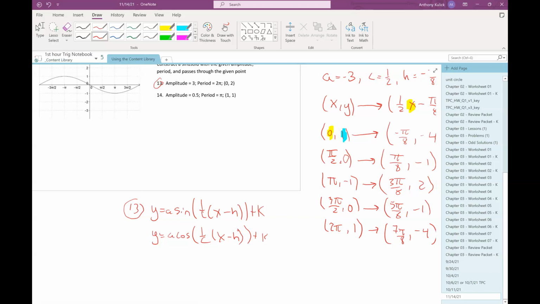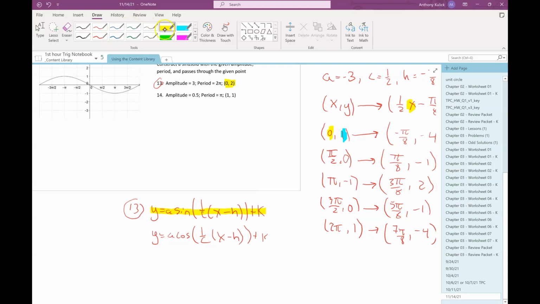Now, in a problem like this, where the type of point that we're given isn't specified, it doesn't say that this point has to be a maximum or a minimum or a midline point or something, I would say that the easiest version to use is to write a sine equation, which is what I'm going to do here. So far, so good? Okay.